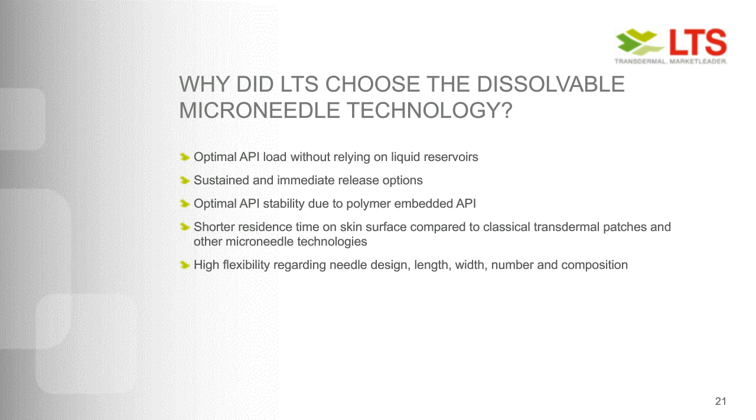Not that the other ones do not also have some kind of options, but we think this is the best compromise. We have optimal API stability due to the fact that the API is embedded in the polymer and it's not a liquid reservoir. We have a short residence time on the skin surface for treatments which should not be visible from the outside. And we have high flexibility when it comes to needle design, length, width, number per area, and composition, because we can decide this quite fast and easily by adjusting certain manufacturing processes and compositions of the whole needle itself, not just a part of the needle. And this was actually the biggest reason to go into dissolvable microneedles and not in the other directions, or at least have a focus in this direction.